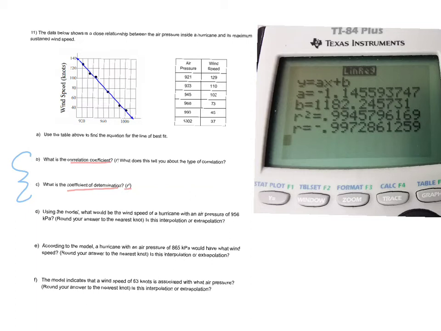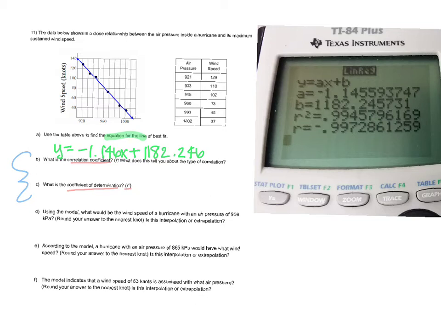So the first thing it asked me for is to use the table to find the equation for the line of best fit. So if I want to find the equation, then that means that I'm looking at this y equals ax plus b over here, and I need to write my equation using that. So that would be y equals, again, round to the nearest thousandth. Thousandth is 3 decimal places, so negative 1.146 times x, plus b, which is 1182.246. So that would be my equation.